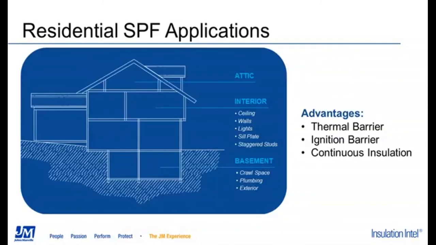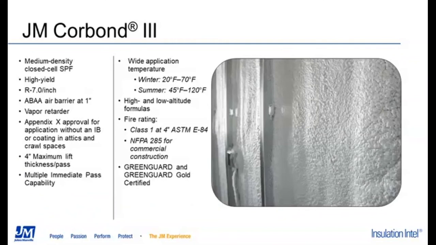These products can be used, like I said, on an entire building, up in the attics, on the interiors, and also in the crawl space and the exteriors in the basement. JM Corbon 3 is our premium product, and it's been around for a very long time. This is a closed cell foam, which is 2 pounds per cubic foot density and has a high yield, about 5,100 board feet per 55-gallon set of materials. It has an R value of 7 per inch, and that's for every single inch going upwards.